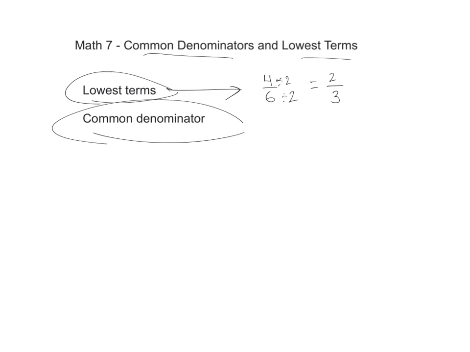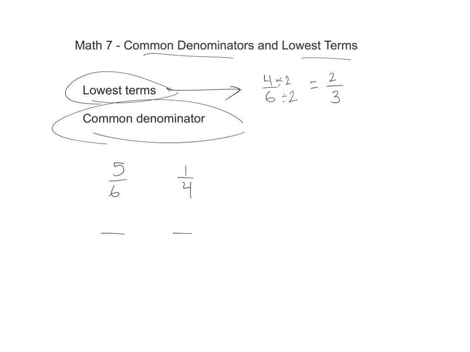The other thing that's really key here is you need to be able to get common denominators. So we're going to have two fractions. Let's say we have, for example, 5/6, and let's say the other fraction we have is 1/4. We want to find a denominator that we can make them common, so that they have the same denominator.